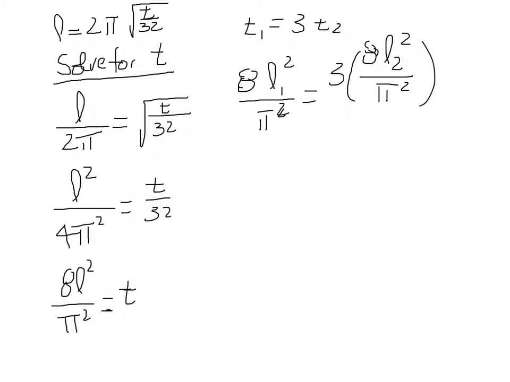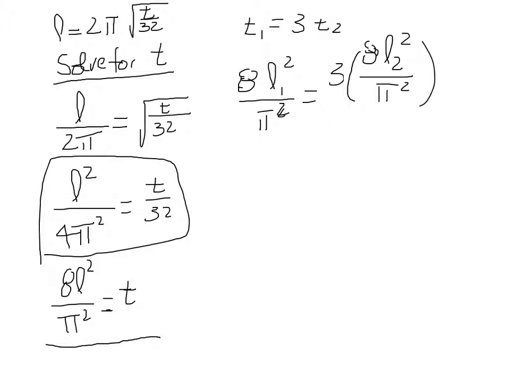If we divide both sides by 2 pi, then square both sides, we'll have L squared over 4 pi squared equal to t over 32. And then what we would need to do is multiply both sides by 32. And 32 over 4 is 8. So we'd have 8L squared over pi squared equal to t.